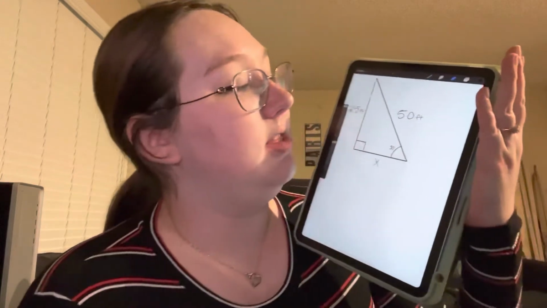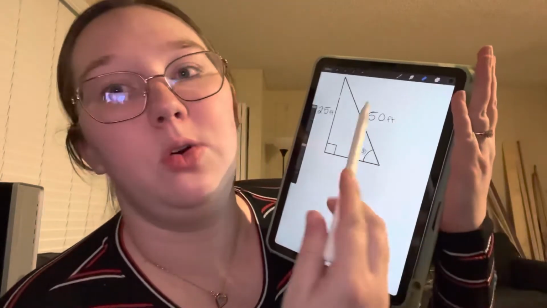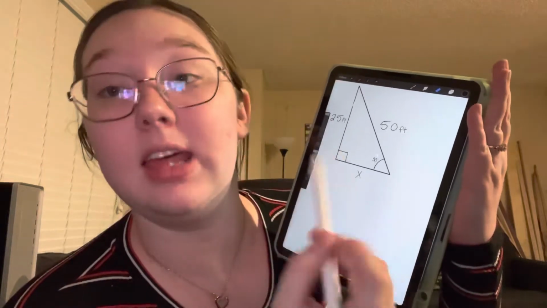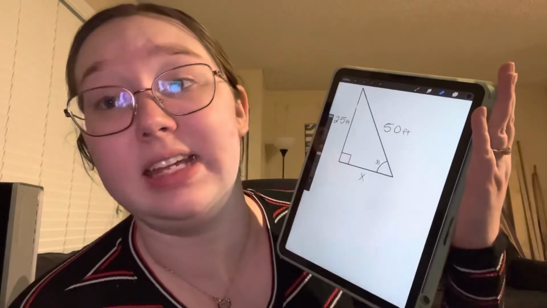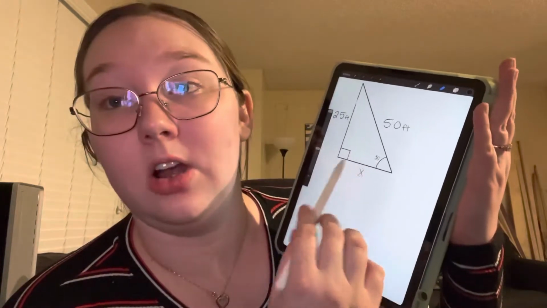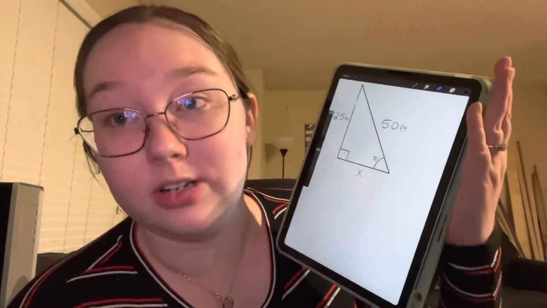So this is our right triangle. You can tell it's a right triangle by looking at the square box right here. That is our angle, and it means that's 90 degrees. We also have another angle inside our triangle, which is 30 degrees.